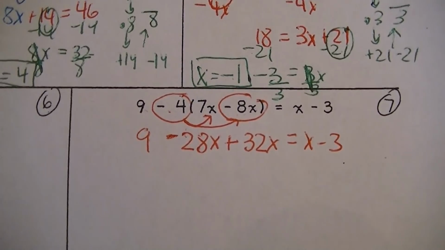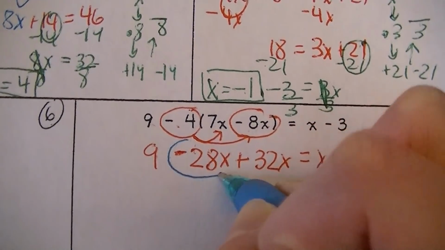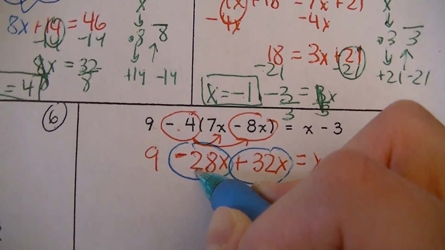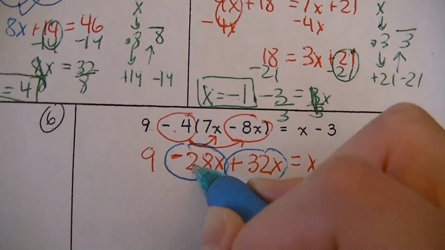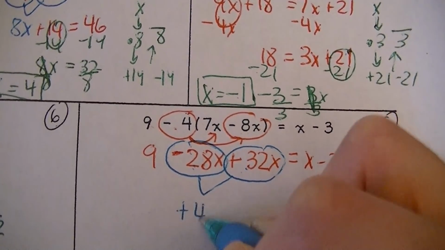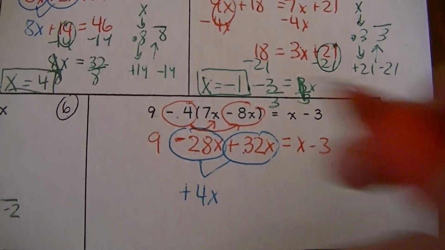Okay, bring down everything, please. All right, you should hopefully see that you got to simplify even further on the same side. So negative 28x plus 32x, that's going to give you a positive 4x. Okay? Bring everything down.